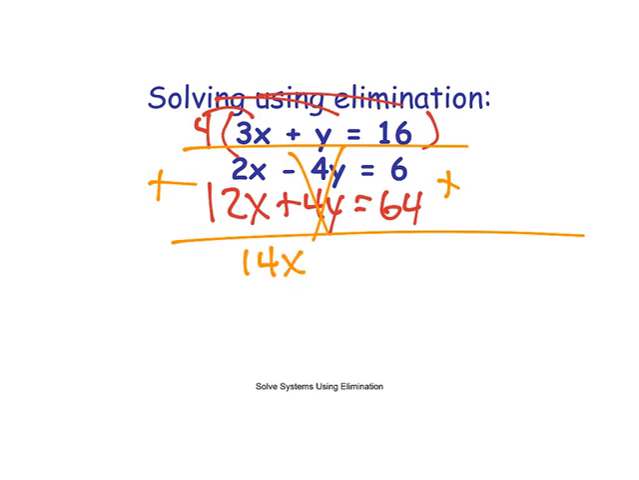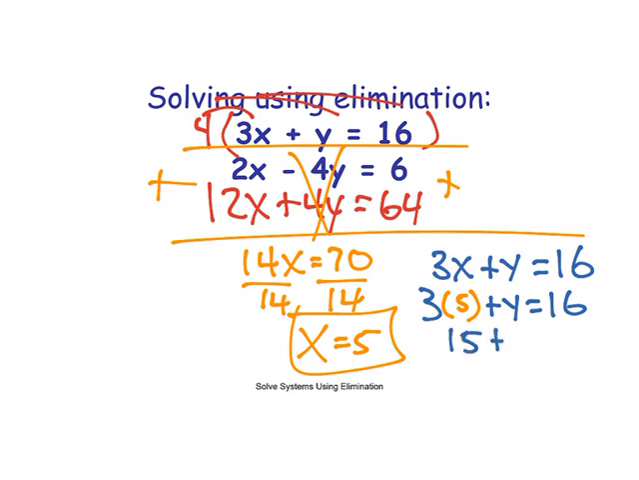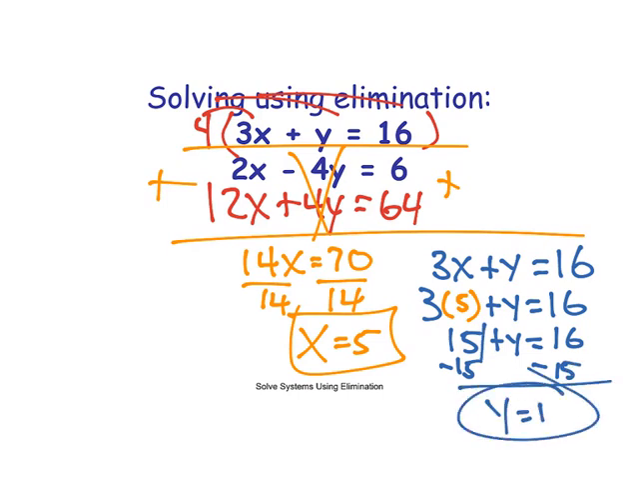But this is going to be pretty easy. If 14x is equal to 70, x is 5. And it's going to be easier to use the first equation, one, because everything is positive, and two, because the coefficient of y is 1, so it saves ourselves a step at the end. So I get 15 plus y is equal to 16. I get y is equal to 1. So I end up with 5, 1. Checking the first one, 15 plus 1 is 16. Checking the second one, 10 minus 4 is 6.